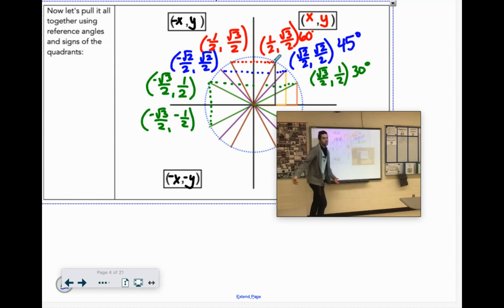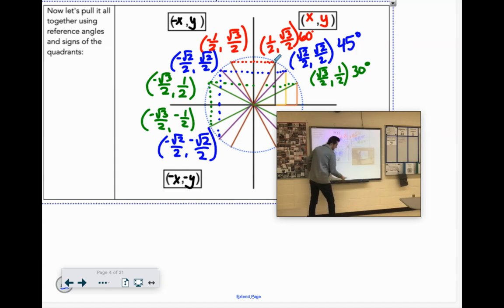The 45s are nice and easy because they're all root 2 over 2s. So this would just be negative root 2 over 2 for both of them. And that last one will come as that red. Transfer that down here. So both coordinates are negative. So negative 1/2, negative root 3 over 2.